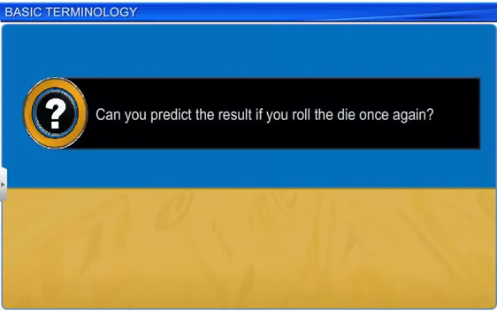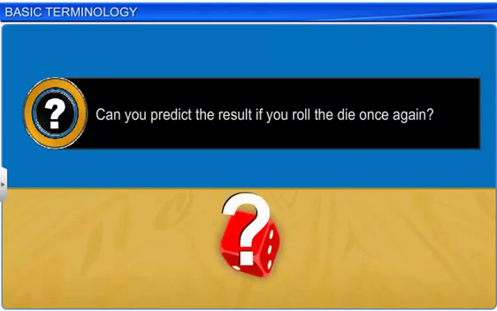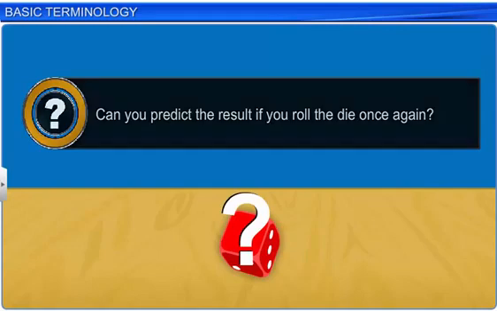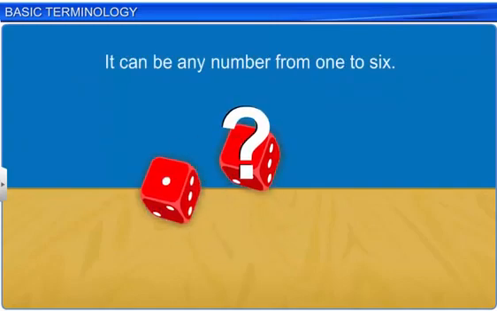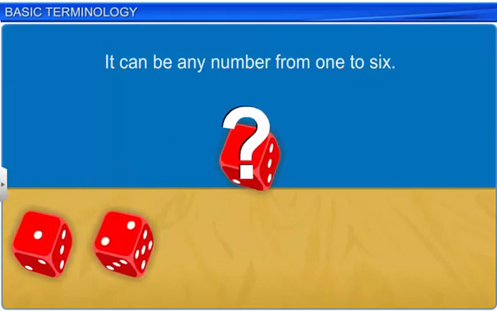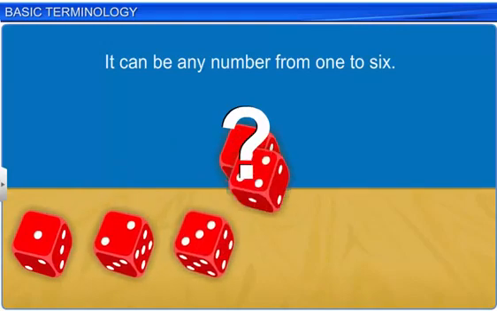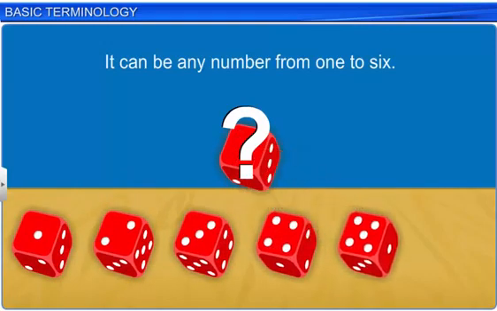Can you predict the result if you roll the die once again? This cannot be predicted because we do not know what we will get. It can be any number from 1 to 6. Such experiments are called random experiments.